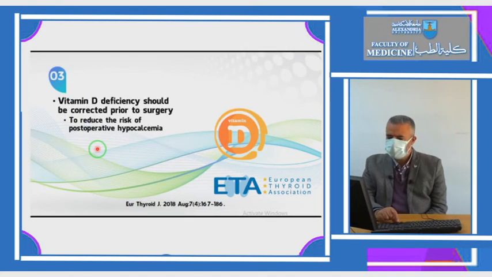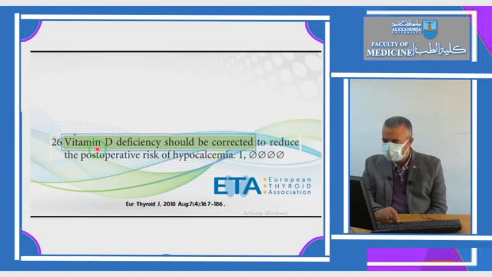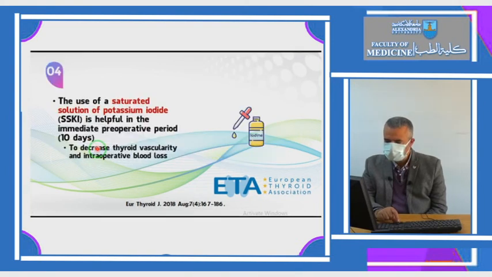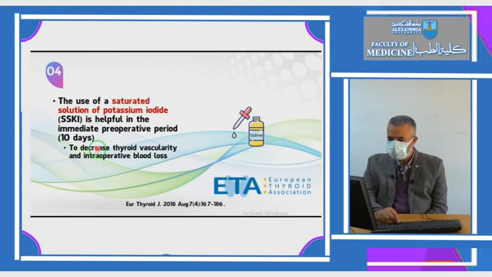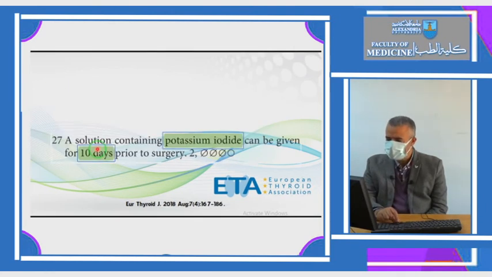The third step should be vitamin D deficiency correction to reduce the risk of post-operative hypocalcemia, and this is also a recommendation by the European Thyroid Association. The fourth step is to use saturated solution of potassium iodide, SSKI. This is helpful in the immediate preoperative period because it decreases the release of thyroid hormones. It should be used 10 days immediately preoperative. This is going to decrease the vascularity and intraoperative blood loss. And again, this is a recommendation by the European Thyroid Association.